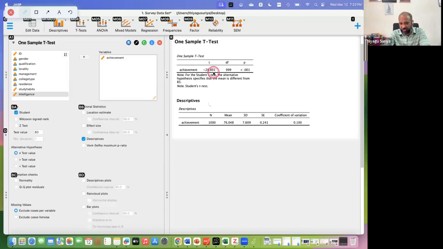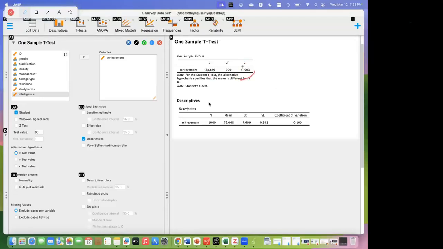What is the p-value? Less than 0.001. I'm taking the 0.05 level. So listen, you know that I'm just giving this p-value less than 0.05 level. There are 3 conditions: p-value less than 0.05, p-value greater than 0.05, and p-value equal to 0.05. I'm taking the 0.05 level of significance, 95% level of confidence.